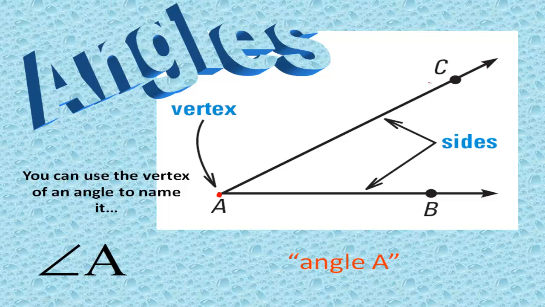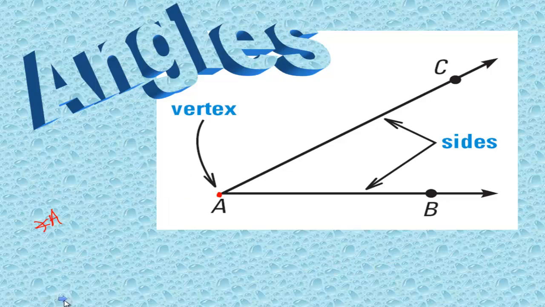So I can say that this angle here is angle A, and this is the symbol we use for angle. I like to use this symbol, angle A. Okay? So I like this with a little curve on it.